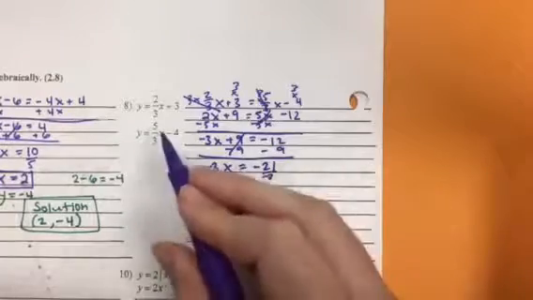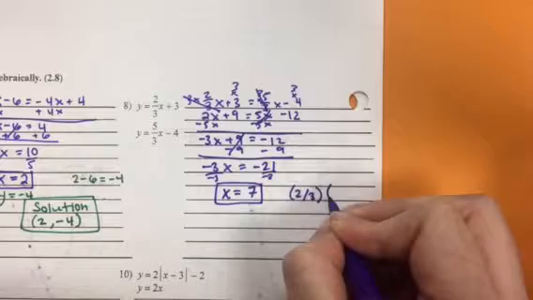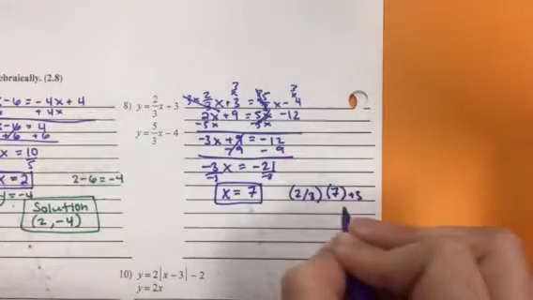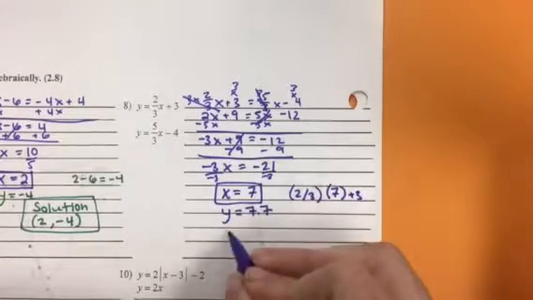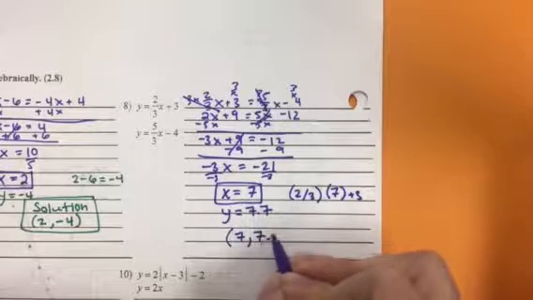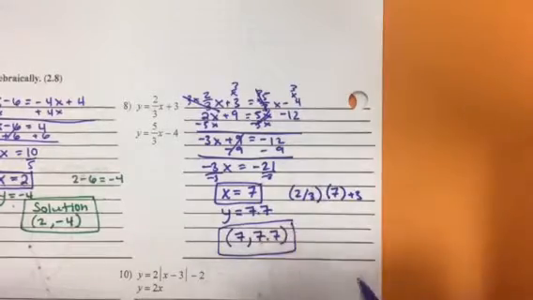I'm going to plug that in, so I would type 2 divided by 3 times 7 plus 3, and this would give me y, which is 7.7. 7, 7.7. There's my solution.